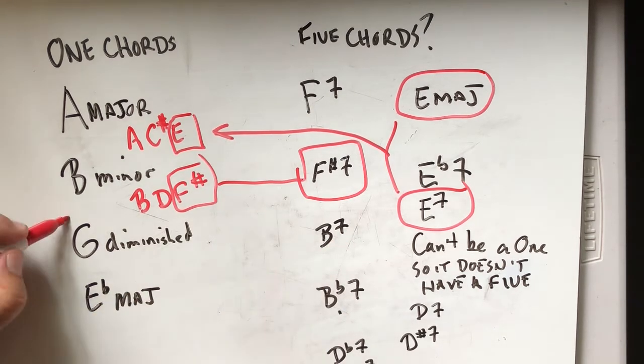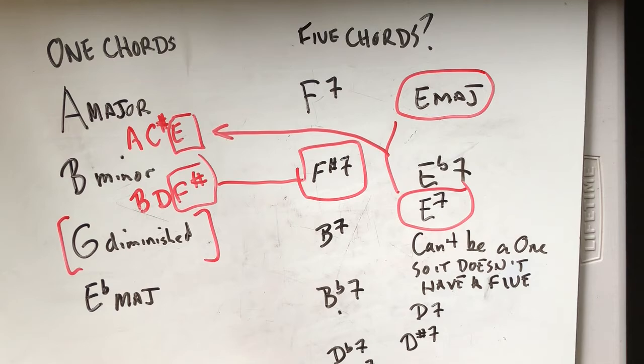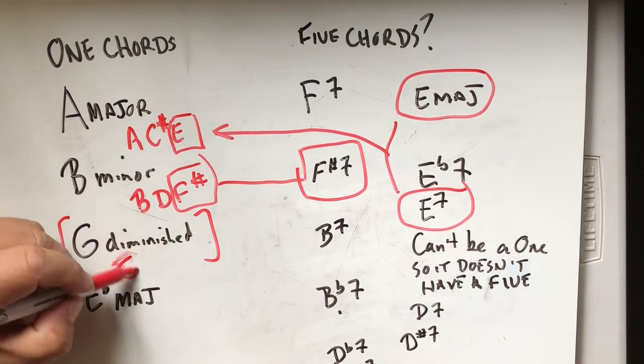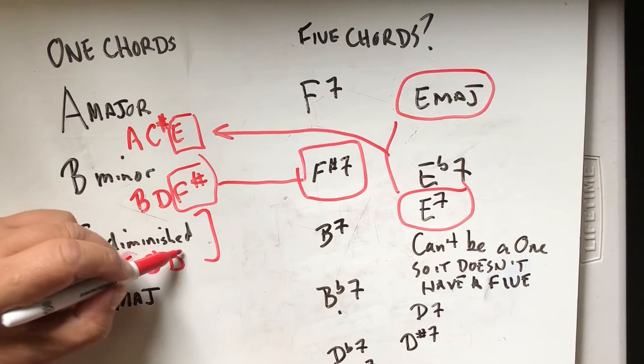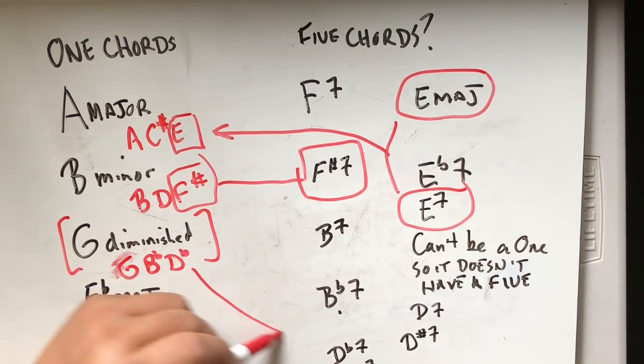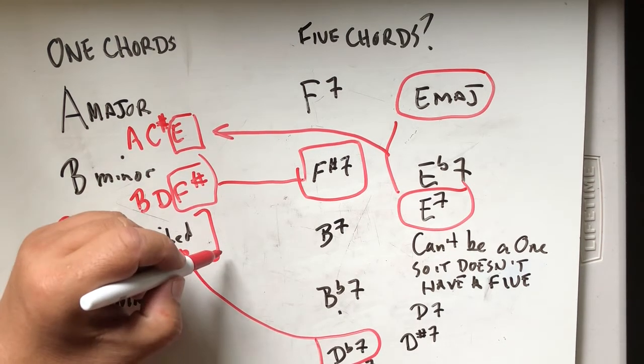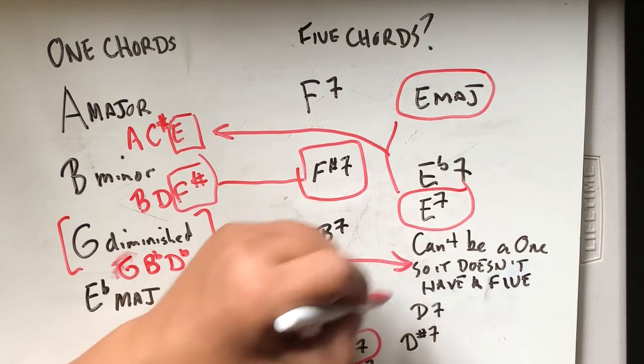All right, this guy right here. Well, if we did this, we'd go G, B, D flat, and we'd say, aha, it's that guy right there. But wait a second, that's wrong. Because that's the answer right there.